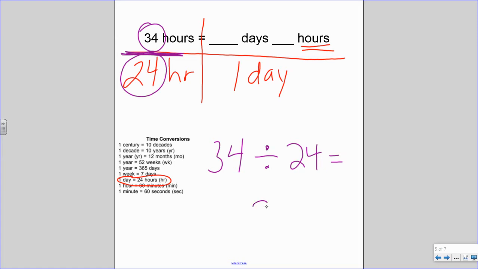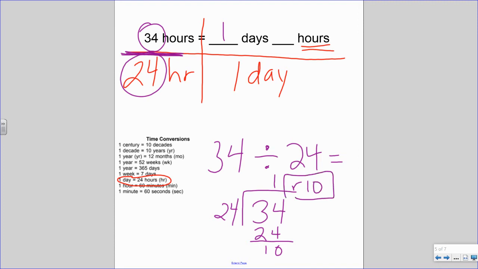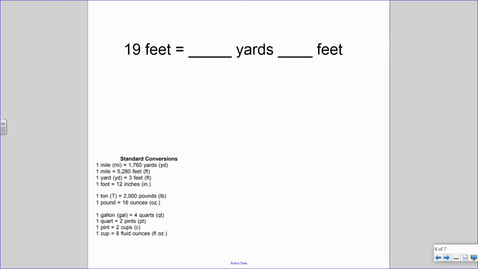Now, I can set it up like this, right? Like I can set up 34 divided by 24. But I also know how many groups of 24 can I make out of 34? Well, I can make one. There's one group of 24 that uses up 24, and I have 10 hours left. So that remainder of 10 is a remaining 10 hours that didn't fit together to make another day. So 34 hours is the same as one day and 10 hours.